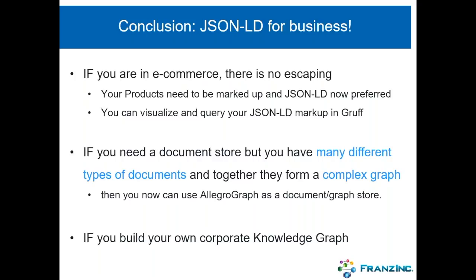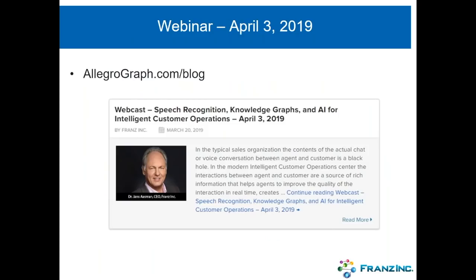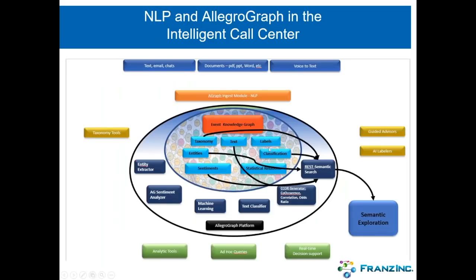All right, so that's the end of my talk. Let me just talk a little bit more about what's coming up in our series. On April the 3rd, we'll give a talk about speech recognition, knowledge graphs, and AI for intelligent customer operations. And what I will do is go into detail about this particular slide here, how we ingest all kinds of different kinds of text, put it into a knowledge graph, and then use entity extractors, sentiment analysis, text classifiers, co-occurrences, and semantic search. They're all built into our knowledge graph technology.